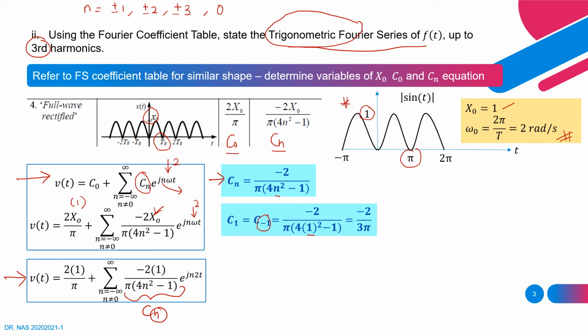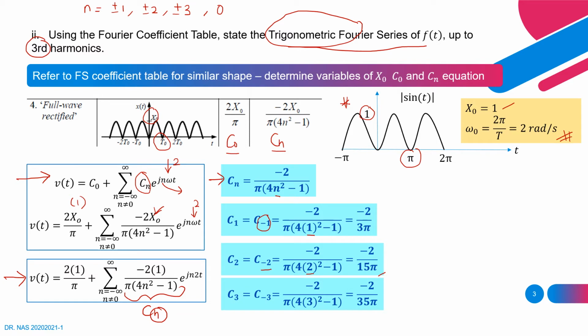So this is the Cn for both positive 1 and negative 1. Next, when n equals 2, replace n equal to 2, so you get negative 2 divided by 15 pi. When you replace n equal to minus 2, minus 2 squared becomes positive, so again you have negative 2 over 15 pi. So for the third harmonics, when n equals positive 3 and negative 3, you get the same Cn values.